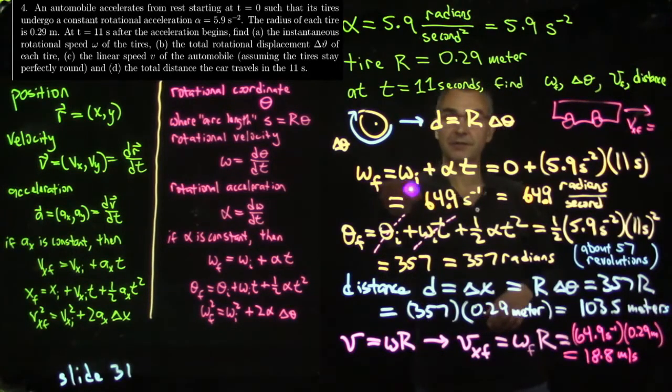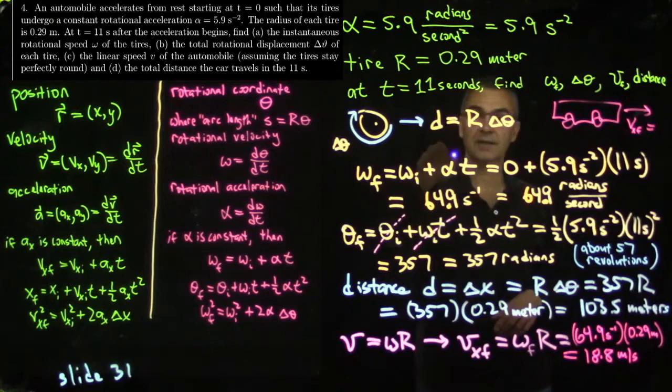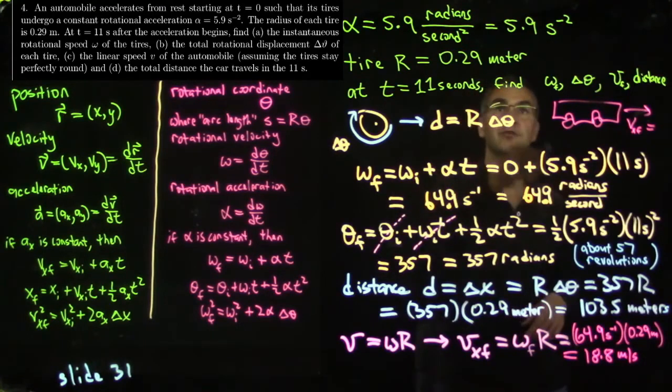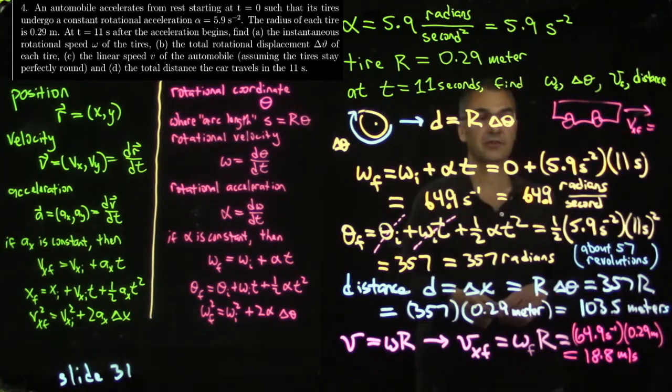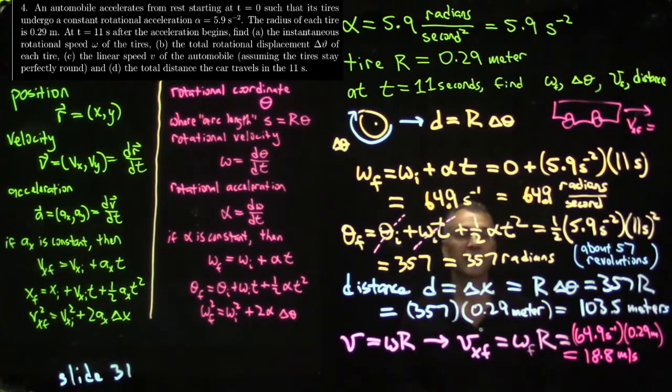So omega final is omega initial plus alpha t. So that's this equation. Omega initial is 0 because we started from rest, where the initial rotational velocity is 0, and then we underwent a constant angular acceleration alpha. So this is just 0 plus alpha t. Alpha is 5.9 per second squared, which is the same as 5.9 radians per second squared. And t is 11 seconds. You multiply those two together, you get 64.9 per second, which is the same as 64.9 radians per second.